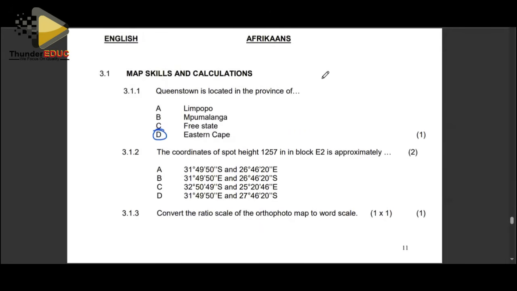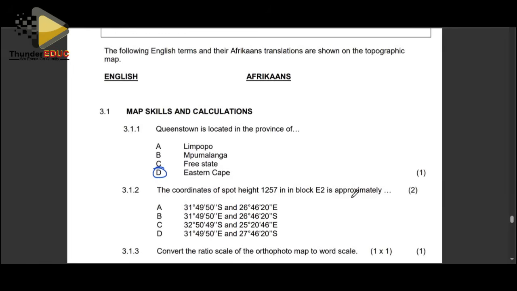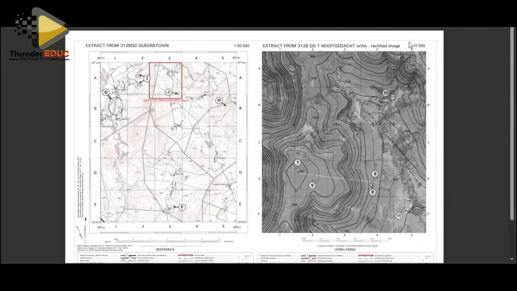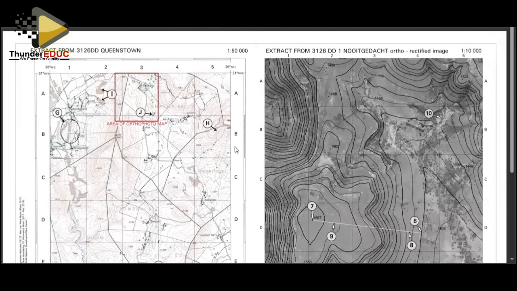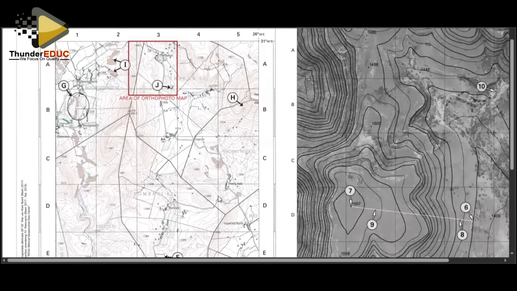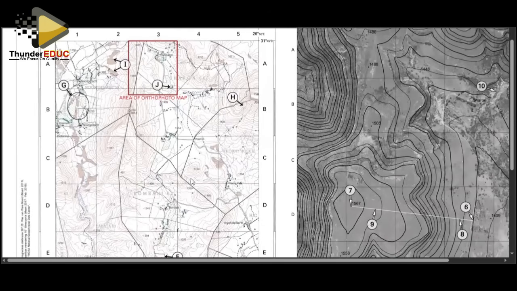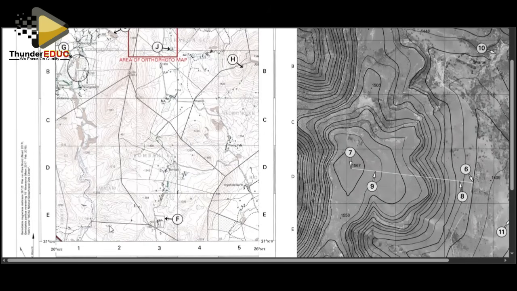Then the next question is saying the coordinates of spot height 1257 in block E2 is approximately. All right, you go to block E2, you find the spot height 1257. So we go to our map. I'll just highlight how best you can find the coordinates. Right, we want to look at block E2. Our block E is here, block E2 is this, and our spot height in question is this one here.